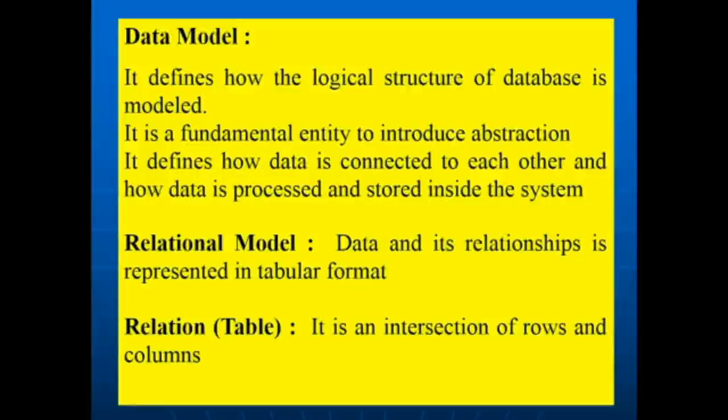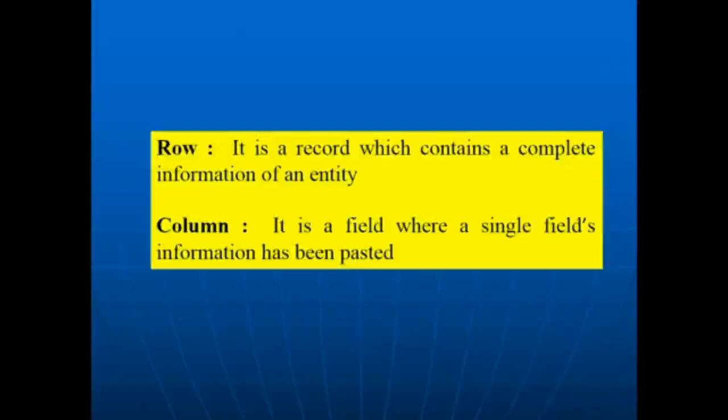What is a table? It is an intersection of rows and columns. Okay. Row and column. A table is an intersection of rows and columns. Row, it is a record which contains complete information of an entity. What is a column? It is a field where a single field's information has been stored.